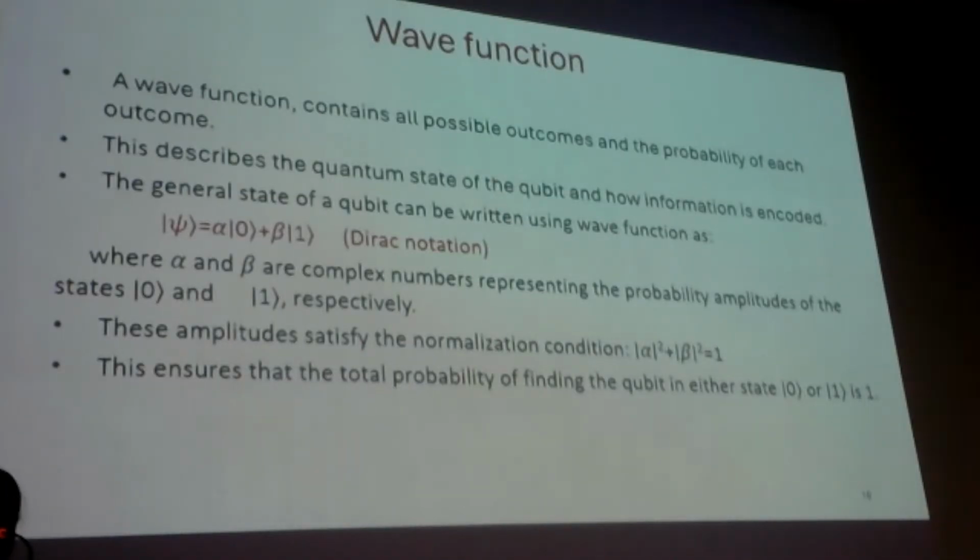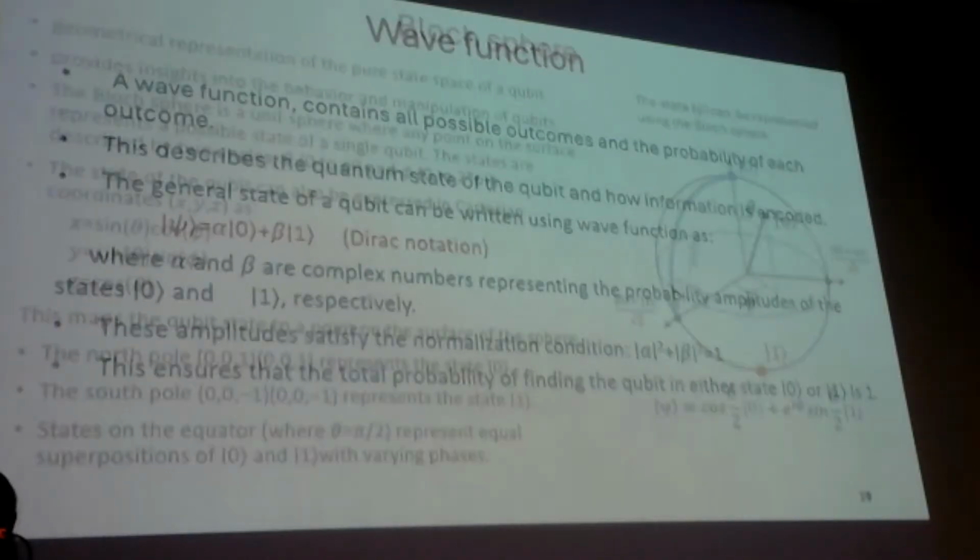So this will satisfy the normalization condition because we all know every probability has to sum up to 1. So this ensures that the total probability of finding the qubit in either state is 1.